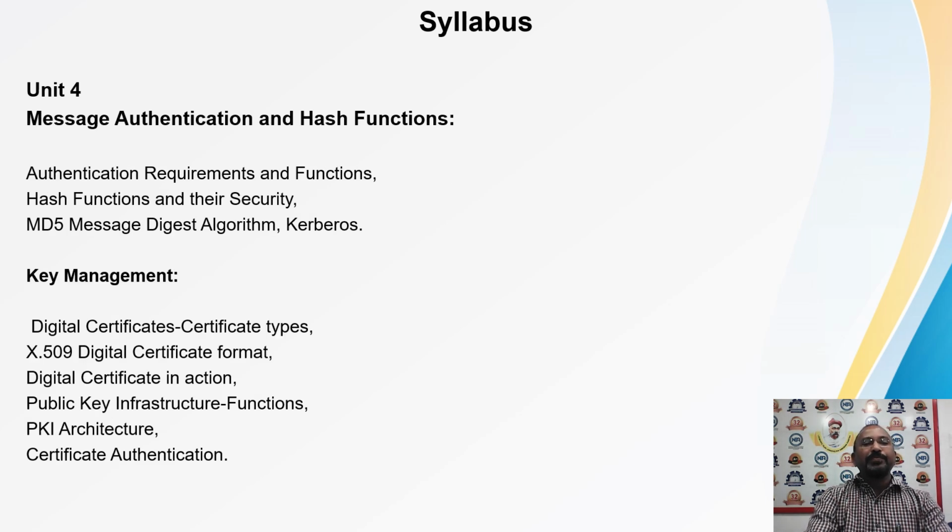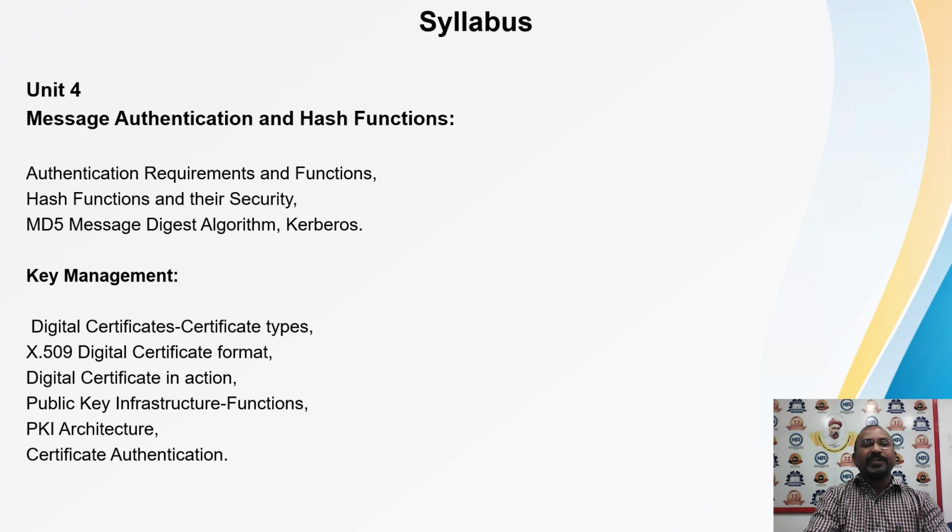So coming to unit number 4, message authentication and hash functions. Message authentication plays an important role in sending any message from the sender to the receiver. Once the message is received, the receiver will check whether the message was received from a legitimate user or not, whether it came from an authorized user or not. That can be checked using message authentication.